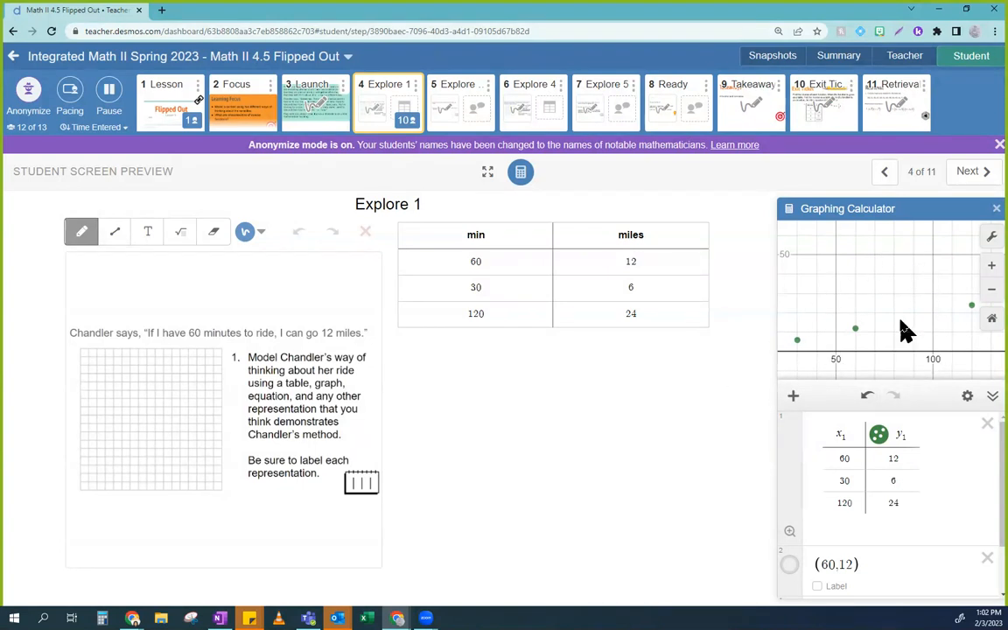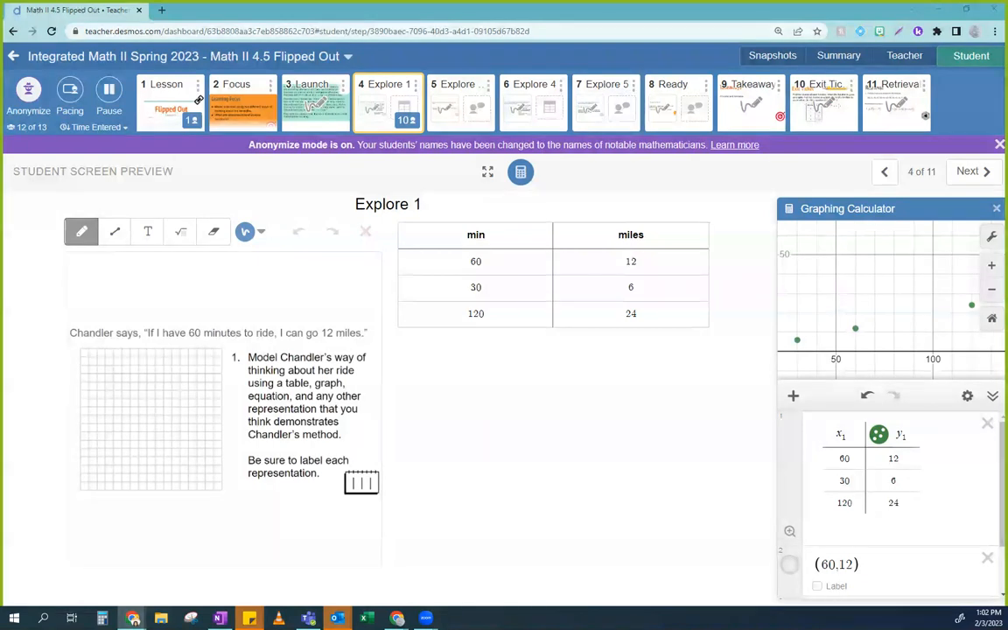And it says, be sure to label each representation. So here's the graph. Here's the table. When they say to label each representation, by the way, they're asking you, did you label this part? Did you label this as minutes? Did you label this as miles? If I could label my axes, I would do that as well. So again, this would be minutes and this would be miles.